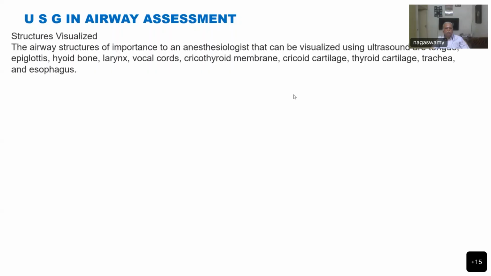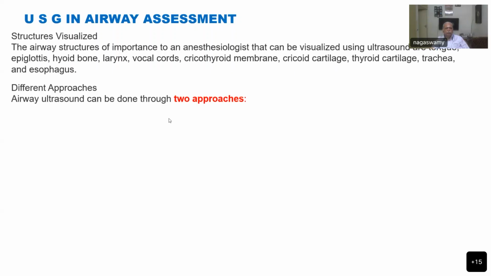That is the question that has been asked. So, airway structures that can be visualized using ultrasound: the tongue, epiglottis, hyoid bone, larynx, vocal cords, cricothyroid membrane, cricoid cartilage, thyroid cartilage, trachea, and esophagus. All these structures are usually visualized using ultrasound.